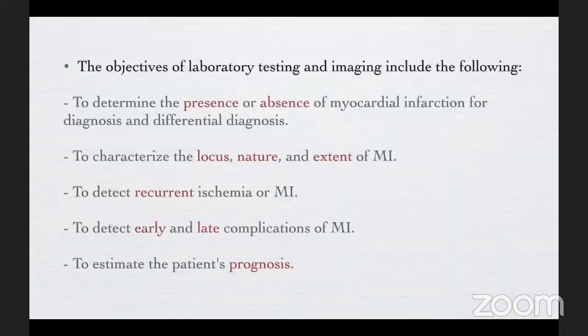Okay. Workup. The objectives of laboratory testing and imaging include determining the presence or absence of MI for the diagnosis and differential diagnosis, characterizing the location, nature, and extent of MI, detecting recurrent ischemia or MI, detecting early and late complications of MI, and estimating the patient's prognosis.